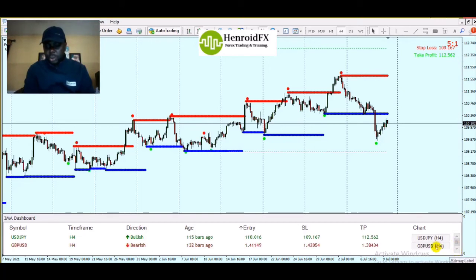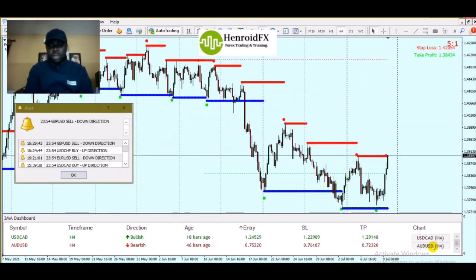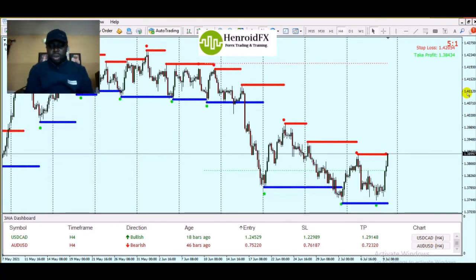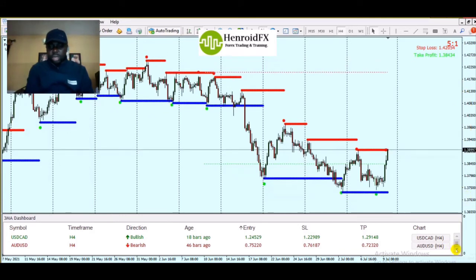Let's see the next one, GBPUSD. The GBPUSD, as you can see here, is clearly on a downtrend, as it appears here now. It's clearly on a downtrend, and my algorithm is simply stating that you go bearish. However, there is a retracement that we see here from this support zone to this resistance zone.